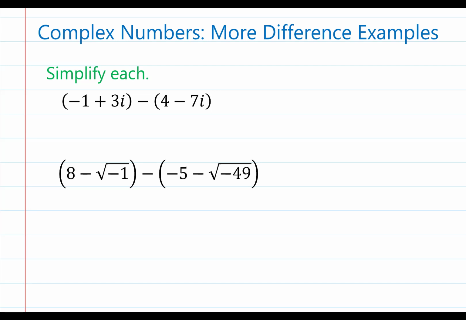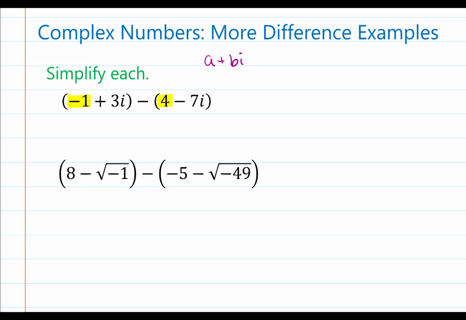Welcome back, mathematicians. In this video, we are going to find the difference of two complex numbers. As a quick reminder, complex numbers are written in the form a plus bi, where a is the real part and bi is the imaginary part. So when we're finding the difference of these complex numbers, our goal is to subtract the real parts and to subtract the imaginary parts.